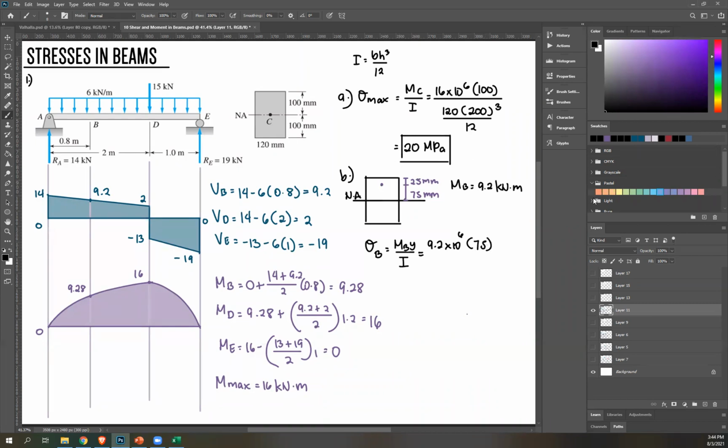So 75 over I, which is again moment of inertia, and we already know 120 times 200 cubed over 12. Please solve. What's the answer? Please include the sign as well. I didn't get the sign. It's negative. Negative.